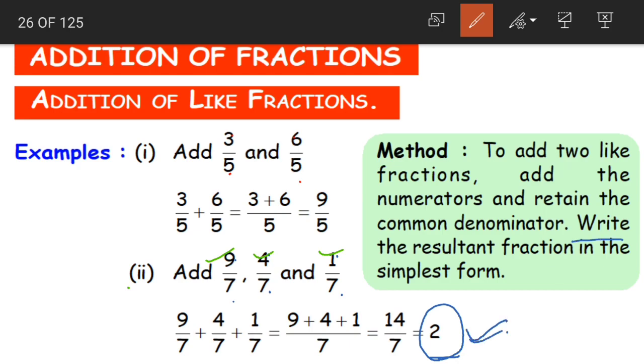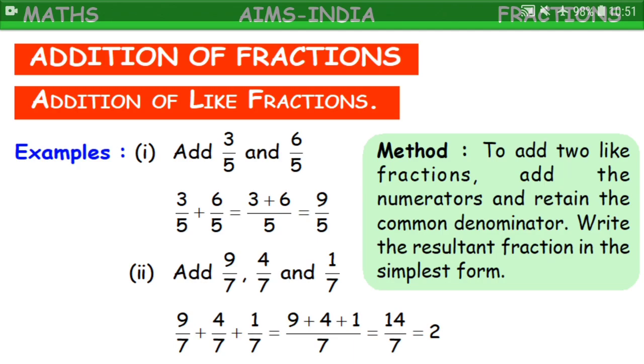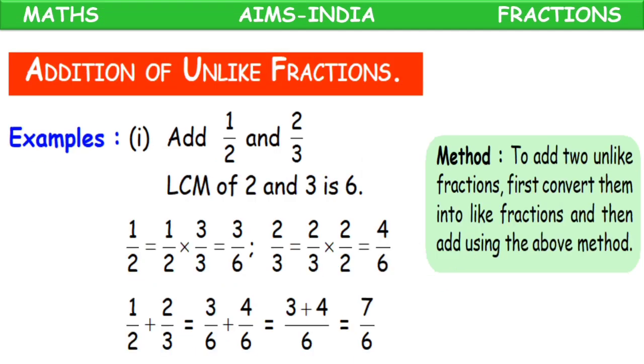Yes, remember to write the resultant fraction in the simplest form. What is the simplest form of a fraction, children? The numerator and the denominator should have only 1 as their common factor. The highest common factor should be only 1. Then only it is said to be in simplest form.